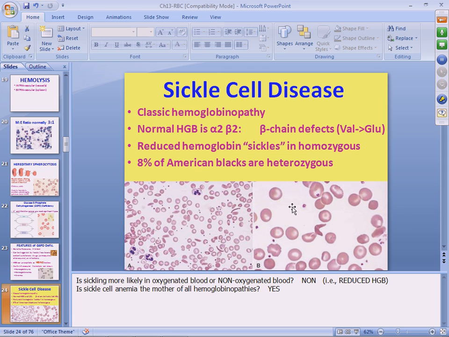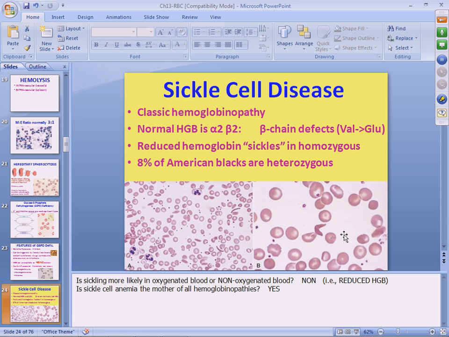So it may be apparent at birth that when the baby's blood is in the reduced hemoglobin state, non-oxygenated, you're going to see that because of that one simple little amino acid difference, a lot of those cells are going to not look round anymore. They're going to look like sickles. There's a sickle, there's a sickle.